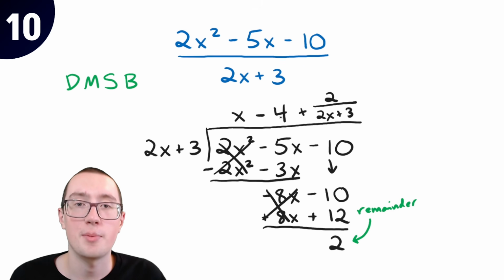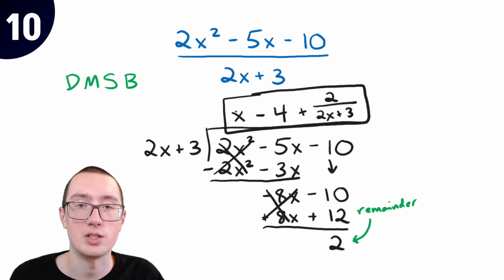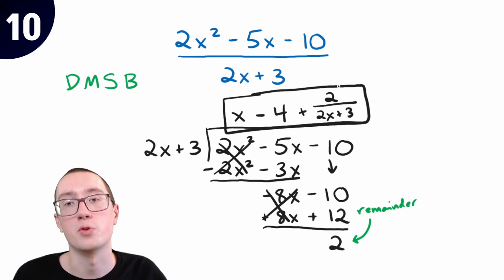But yeah, this part at the top here, whatever you have left here is going to be your final answer. So our final answer is x minus 4 plus 2 over 2x plus 3.